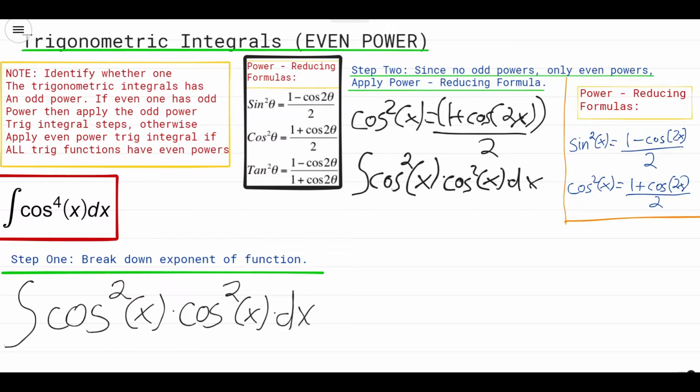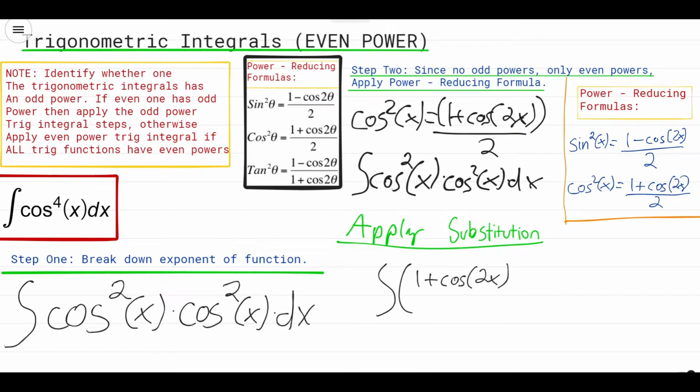What we're going to do is substitute in the power reducing formula for the current trig integral that we have. So we're going to apply the substitution. Cosine squared can be substituted as 1 plus cosine 2x divided by 2. And since we have two of them, we're going to apply it a second time: 1 plus cosine 2x divided by 2 times dx, of course.